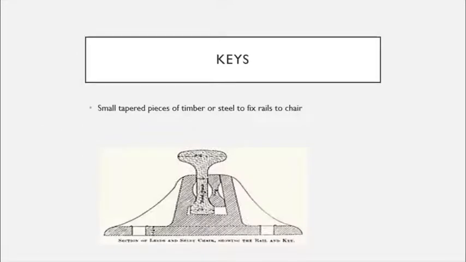And the next one is keys. Keys are wooden pieces or metallic pieces used to connect the rails and the chair. So this is a chair and this is a rail, and there will be a gap between the rail and the chair, so the gap is filled with the help of these keys.